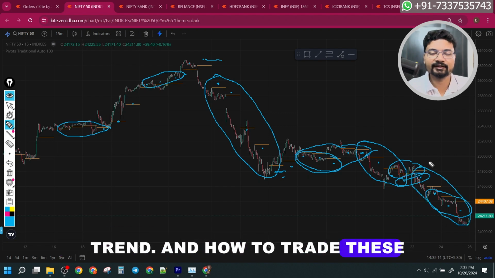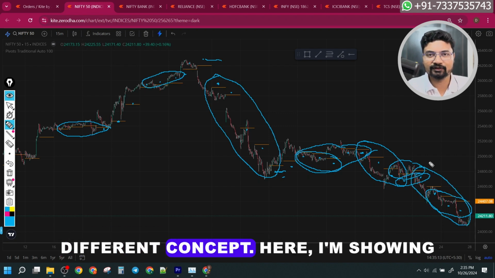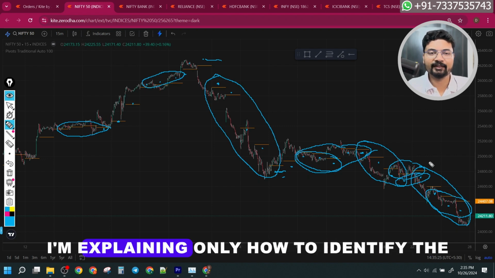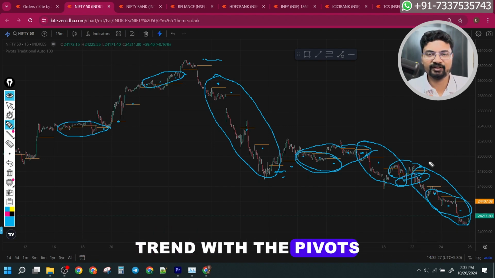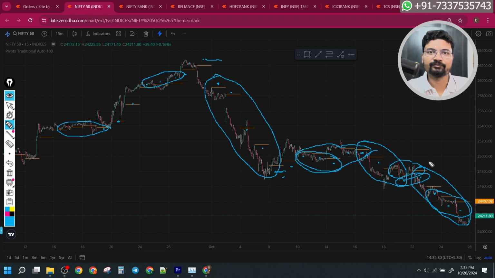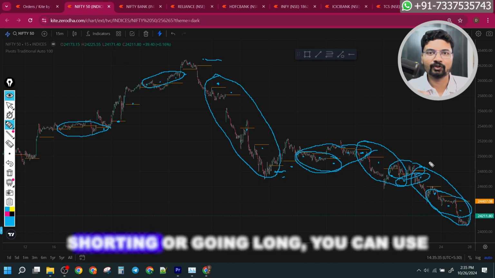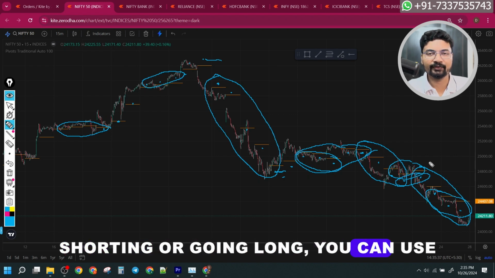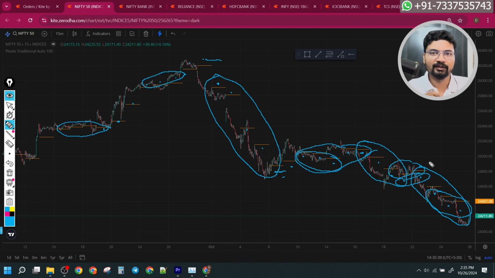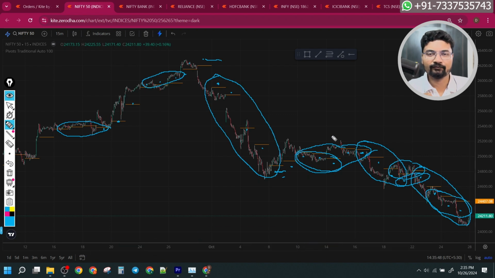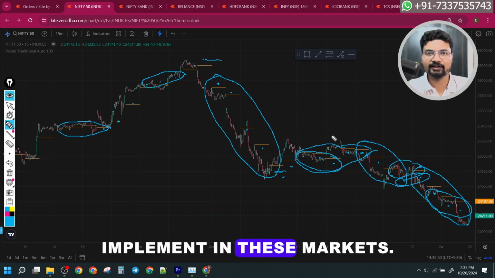And how to trade these patterns, it is a different concept. Here I am showing you only how to identify the trend. Here I am explaining only how to identify the trend with the pivots, not to trade these patterns. And if you have any setups for shorting or going long, you can use those patterns along with the trend. Breakout strategies, buy and dip strategy, sell on rally strategy, those kind of strategies you can implement in these markets.